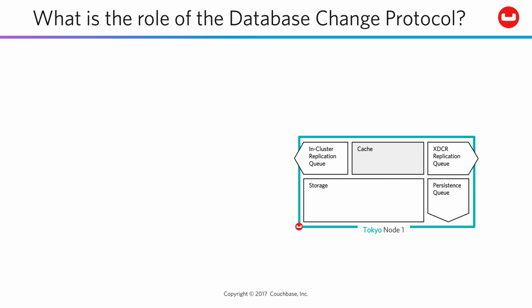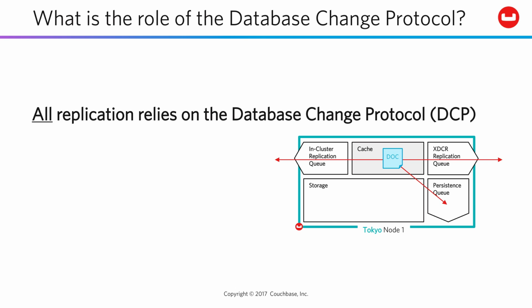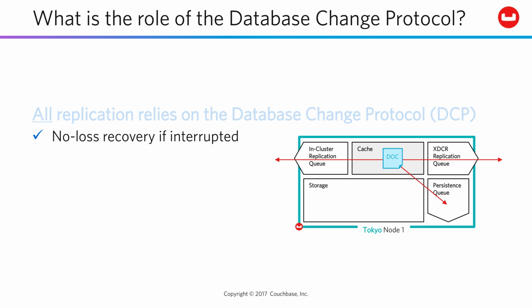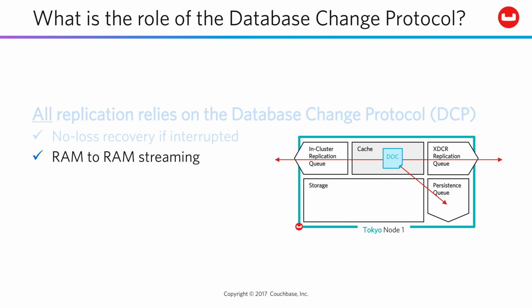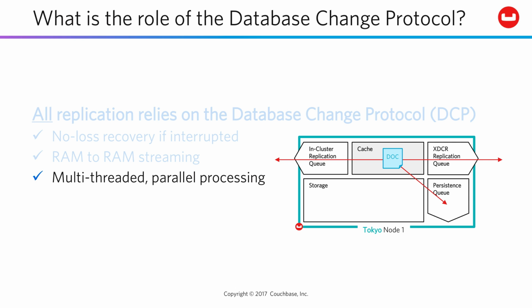Now, all replication in Couchbase, whether for local persistence, in-cluster replication, or cross-data center replication, relies on the Database Change Protocol, or DCP. Now, this protocol provides for no-loss recovery on interruption, RAM-to-RAM streaming, and multi-threaded parallel processing.